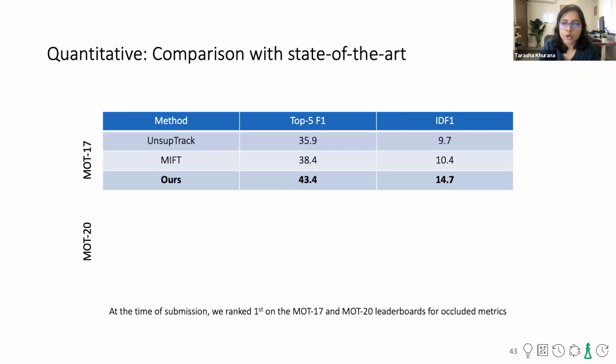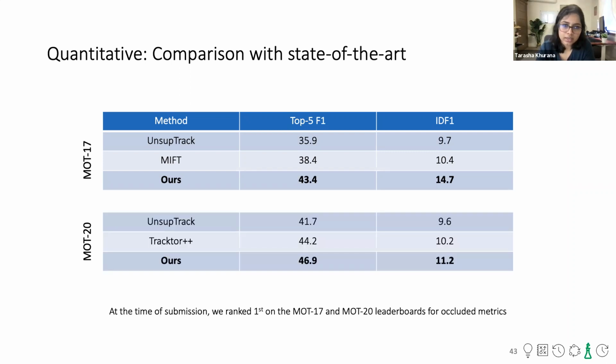So for MOT17, we improve by 5% over the state of the art for the top-5 F1 metric and by 4.3% for the IDF1 metric. And similarly for MOT20, we improve by 2.7% and 1% for the top-5 F1 and IDF1 metrics respectively. So at the time of submission to ICCV, we ranked first on the occluded metrics leaderboard for both the datasets, MOT17 and 20.